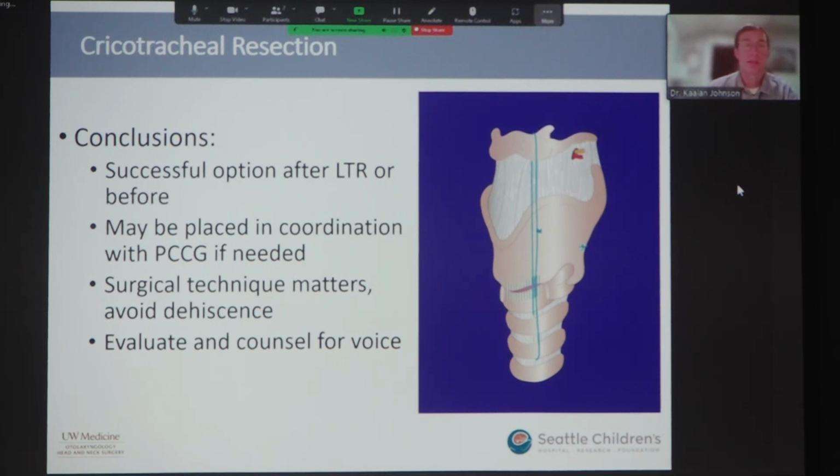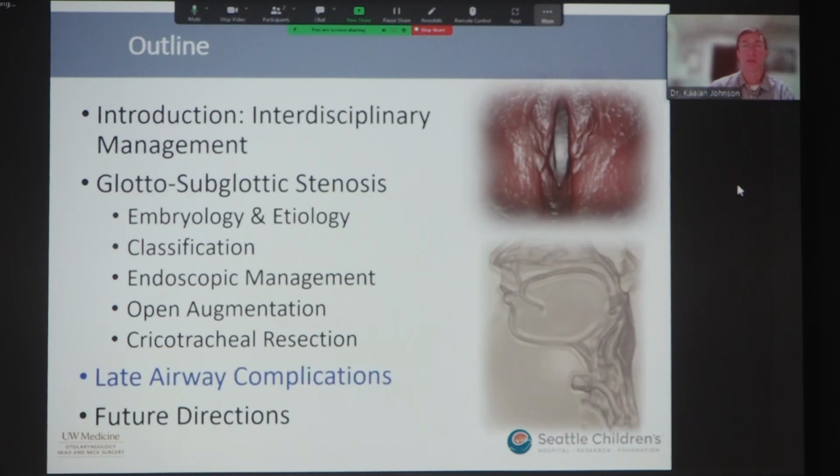So CTR is a great option either after or before LTR. You can do a posterior graft with it if you need to, but it's a procedure where surgical technique really, really matters. You have to perform each step very carefully and evaluate and counsel patients for the voice outcomes related to CTR management. So that patient had some of the late airway complications and was a good CTR example.